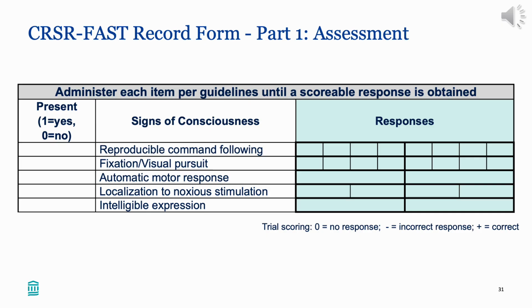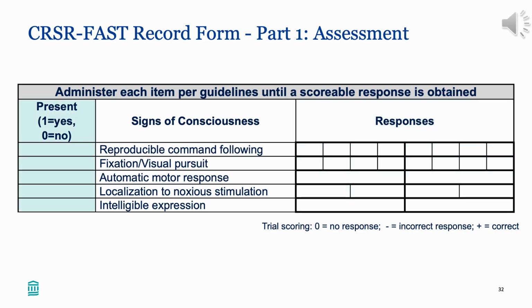On the right side of the record form, there is a section for recording trial-level responses for each behavior. A correct response for a trial is represented by a plus sign. An incorrect response for a trial is represented by a dash, and a non-response for a trial is represented by a 0.